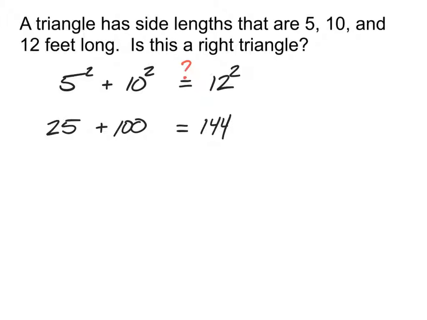So I can do the 25 plus 100. Okay, that's 125. Does 125 equal 144? Nope. Therefore, is it a right triangle? Nope. And so the final answer here is no. It is not a right triangle because it did not satisfy the Pythagorean theorem.